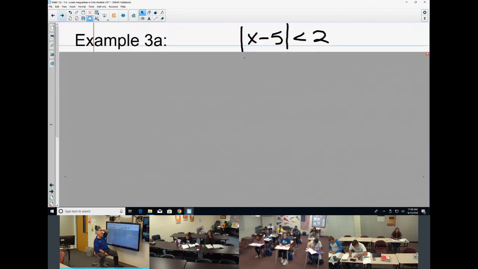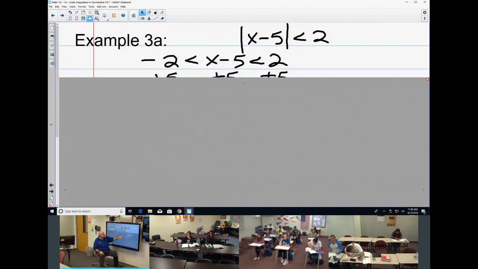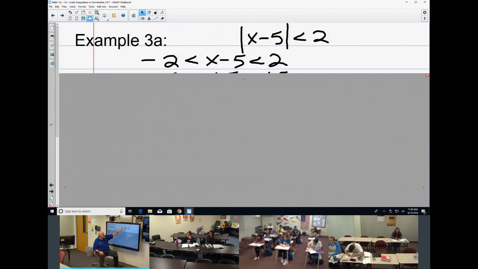All right. So here we have the absolute value part by itself. And so the idea then is to get rid of the absolute value signs, we're going to rewrite this as a compound inequality. Now, since it's less than, think less than. So it's going to be an and, where this part is scrunched in the middle. So we start with the opposite of that number. So negative 2 is less than whatever's inside the absolute value part, x minus 5, is less than 2.